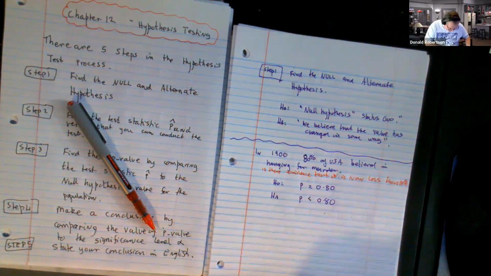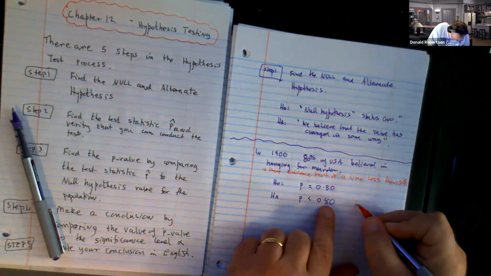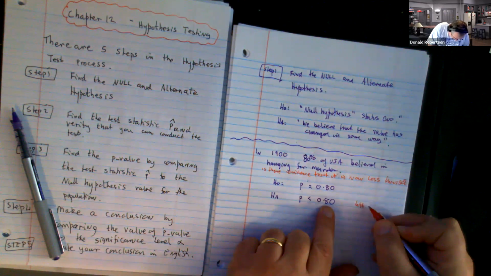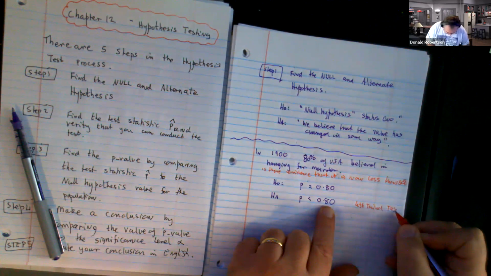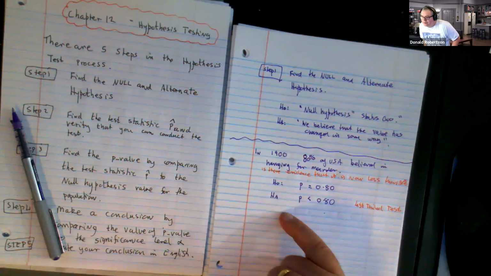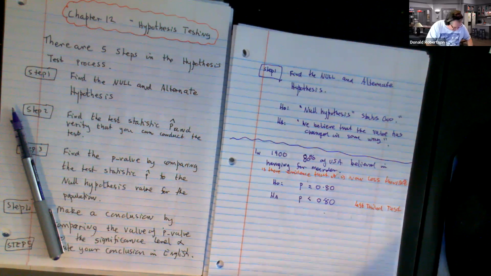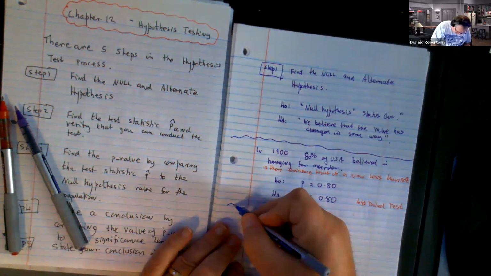Now we have some names for these. This one is called a left-tailed test. Can you see it's kind of pointing to the left? And that's our first one. I said there's 3. So let's try another one.